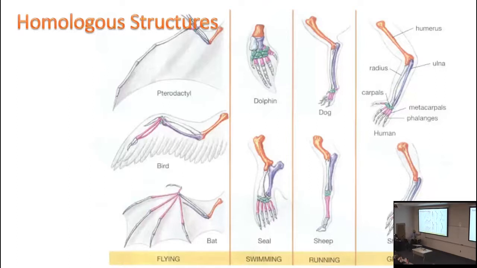So we'll call them fingers for the moment, but we typically call them toes for four-legged vertebrates. But they're the same thing. They are homologous to our fingers. And it doesn't matter that these structures are adapted to flight or swimming or running or grasping. It's the same underlying architecture.